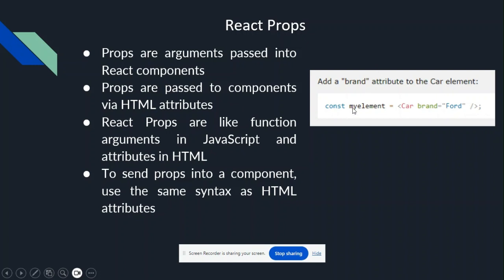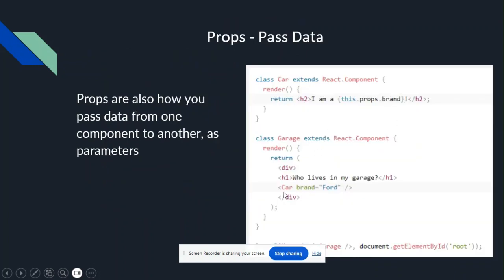Like in C++ or Python or Java or JavaScript or any language, we pass parameters or arguments to a function. In a similar way, we use props like an HTML attribute. We can pass props to the components as an argument, and we can use it. We can pass it like this: Ford is the value of brand, and brand is the prop passed to the car component.